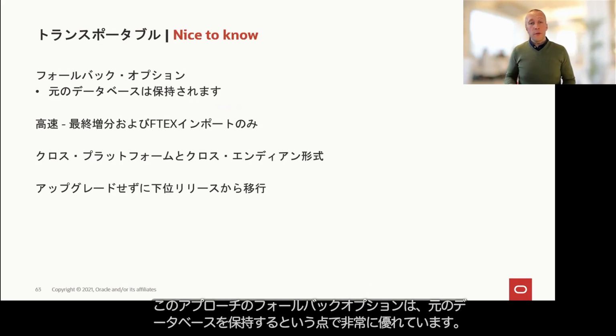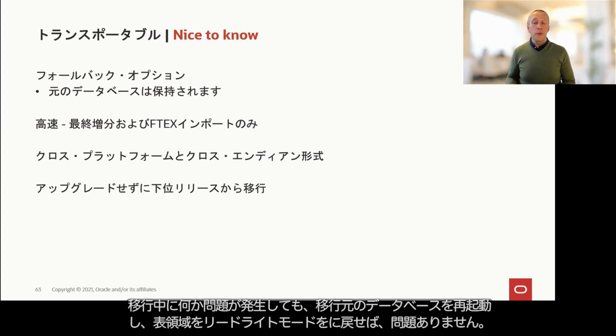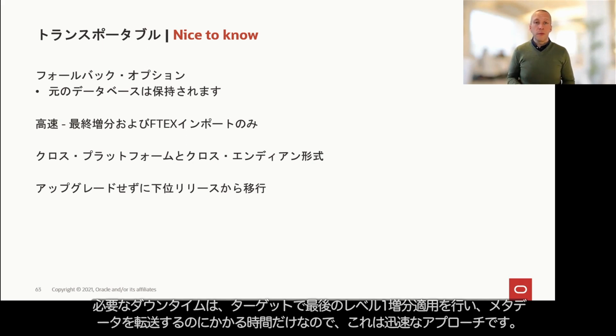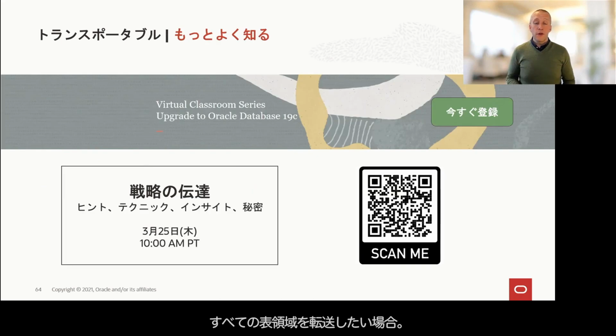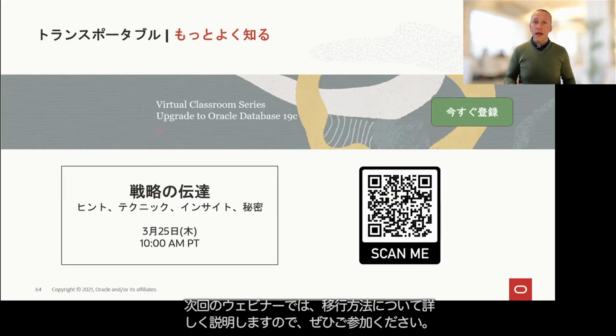The fallback option for this approach is really good because we preserve the original database. If something goes south during the migration, you can just restart the source database, put the tablespace back in read-write mode, and you're good to go. It's a fast approach because the downtime we need is just the time it takes to perform the last level 1 incremental, apply it on the target, and transfer the metadata. And one of the really good features about this is that you can go cross-platform, cross-endian format, and even from a lower version into a higher version. If transportable tablespaces is something that you would like to use, again, come to our next webinar where we talk a lot about migration methods.